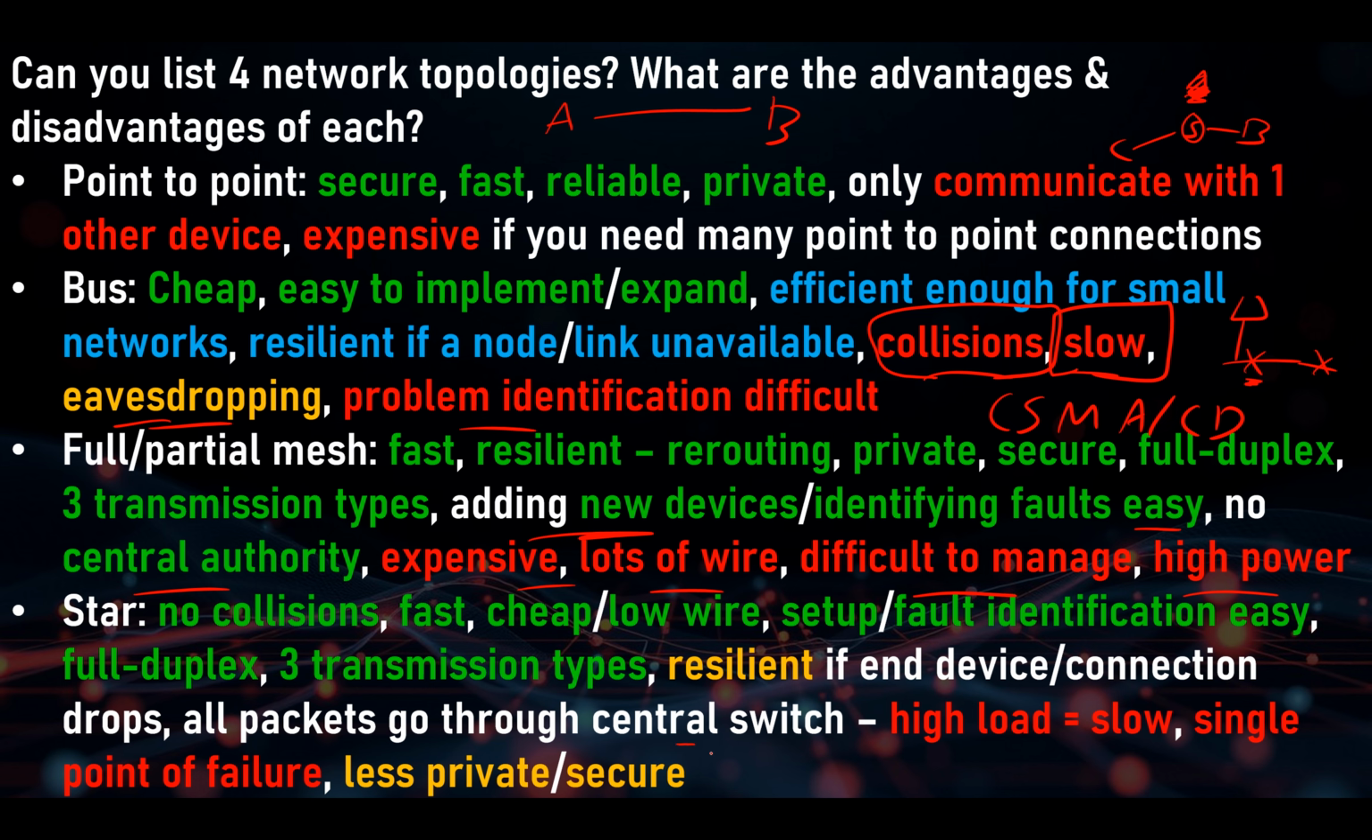Right, however, because all packets go through the central switch, if we have high load and a cheap switch, then of course it can be slow. We've also got a single point of failure in that switch, and I guess we can say it's going to be slightly less private and less secure. Basically, because everything is going through the switch, if maybe that switch gets infected with malware, or if that switch is owned by someone else, then potentially they can see all the traffic that's going through it.